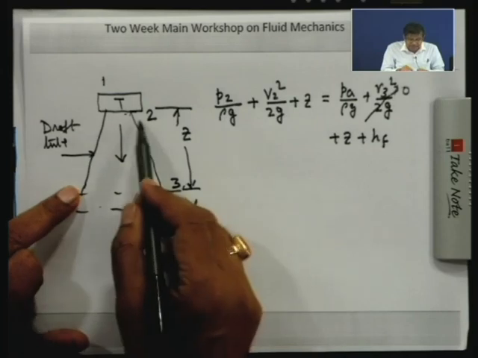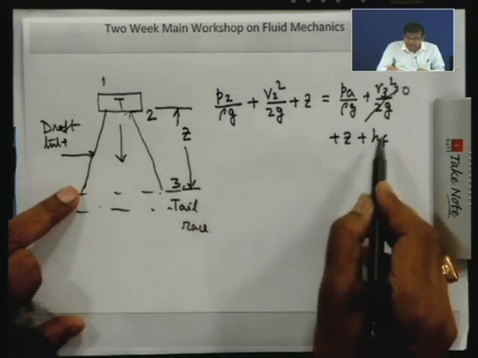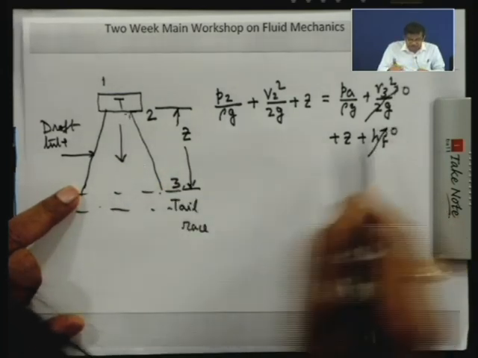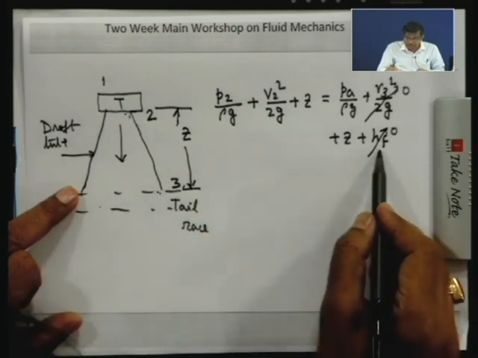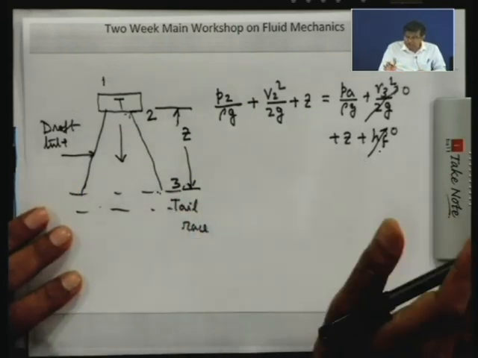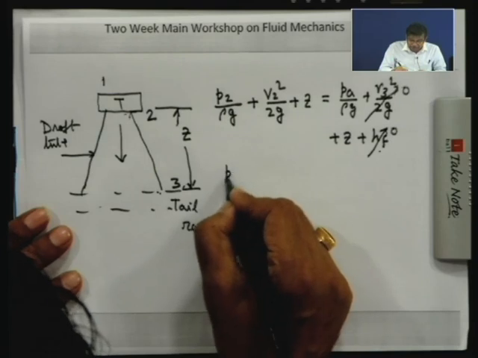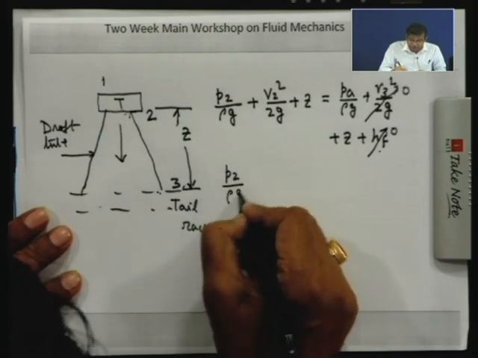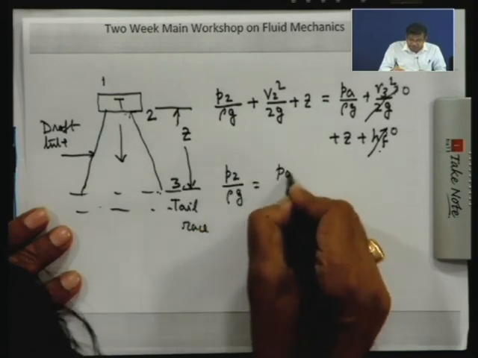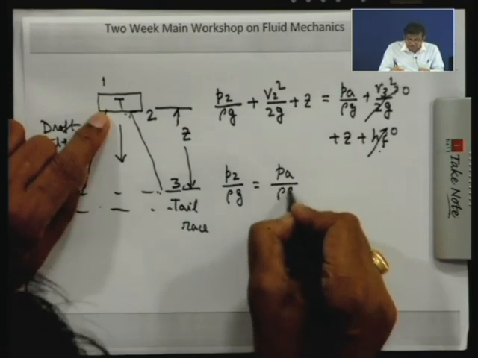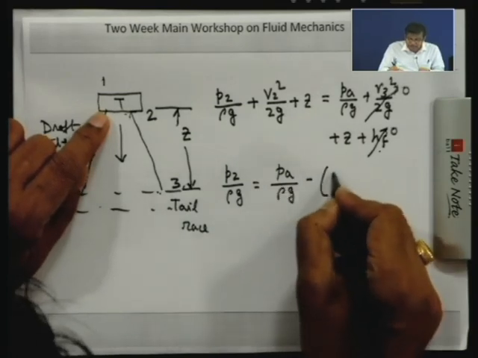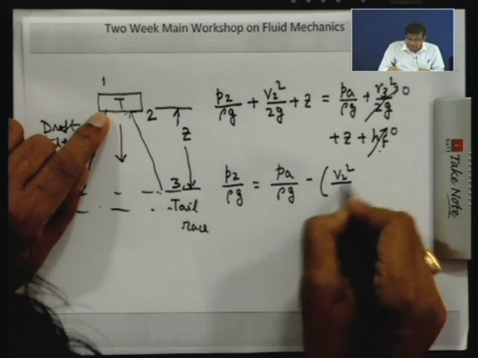For our easier understanding, let us neglect this, because usually the cross section is large, so V3 is negligible compared to V2. We also neglect the viscous losses here, since in a short tube the frictional losses are less. So it will not hamper our understanding. Our main understanding is that P2 by rho g, the pressure at the inlet to the draft tube, which as common sense tells, has to be lower than this value.